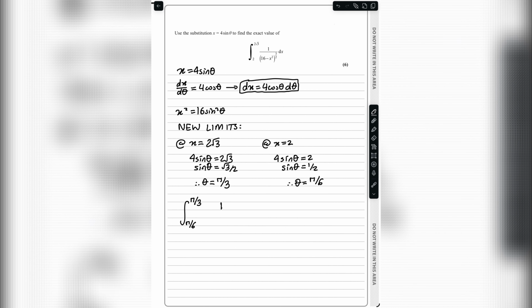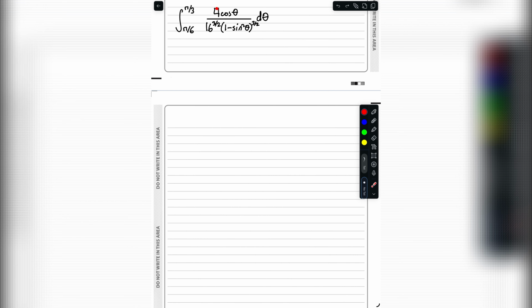And now we have 1 divided by 16 minus 16 sine squared theta, and I'm going to raise all of that to the power of 3 over 2. And where we had dx, we can replace that with 4 cos theta d theta. So the next thing we need to do is factorize 16 to the power of 3 over 2 from our denominator. So we have 16 to the power of 3 over 2 multiplied by 1 minus sine squared theta to the power of 3 over 2. And when we divide 4 over 16 to the power of 3 over 2, we get 1 over 16.